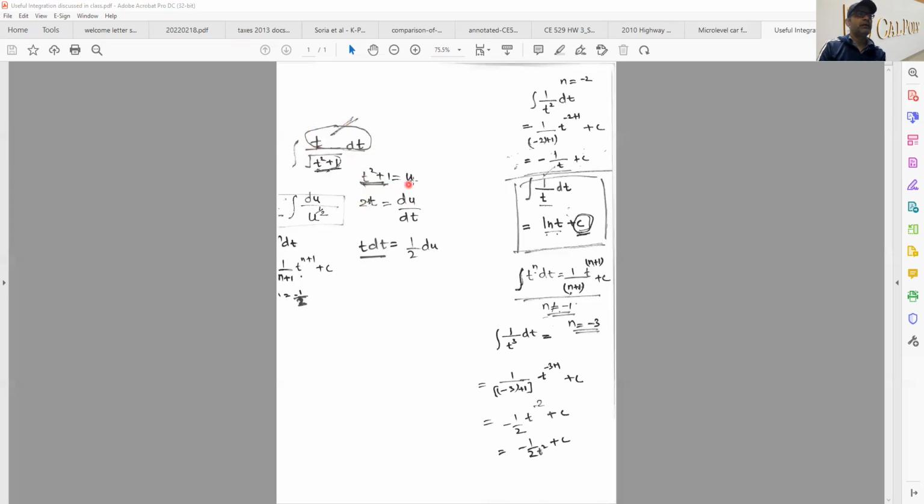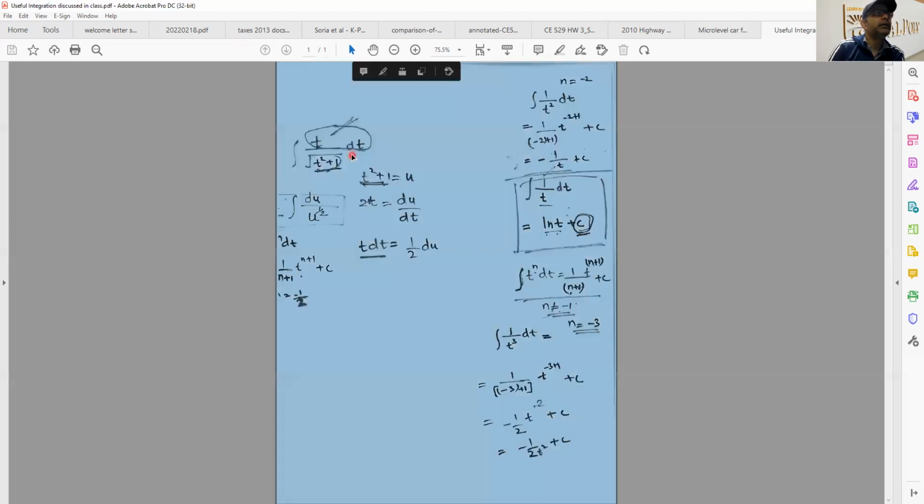if I differentiate both sides with respect to t, I'll get 2t on the left-hand side and du over dt on the right-hand side. And that tells me that anytime I see t dt, I can replace it with half du. Half is a constant number, so it can stay inside the integral. And that's exactly what I have in the numerator, t dt to be half du.